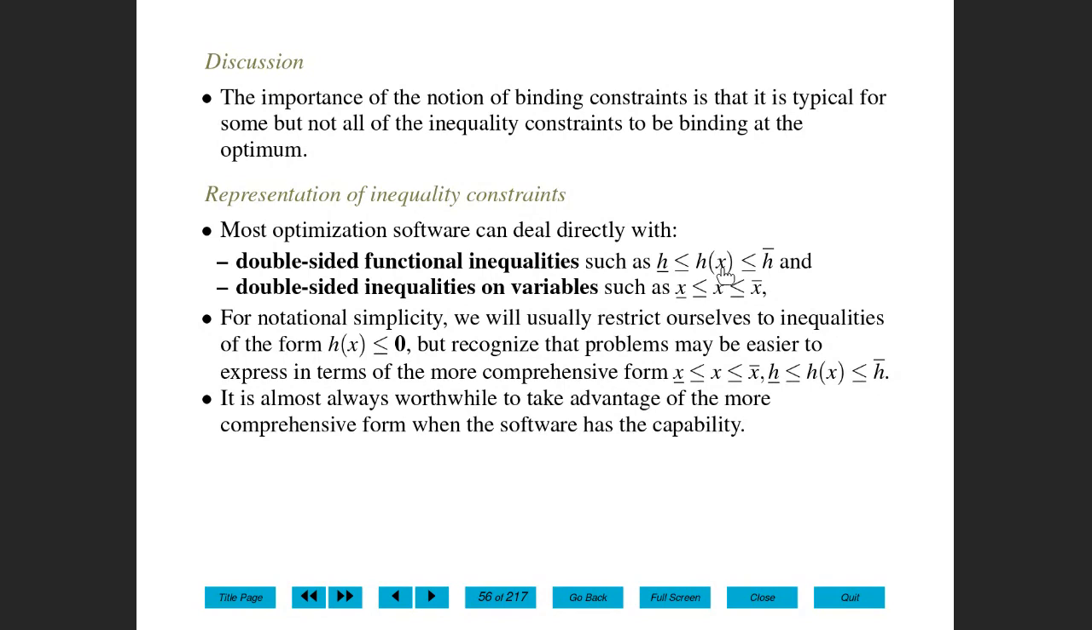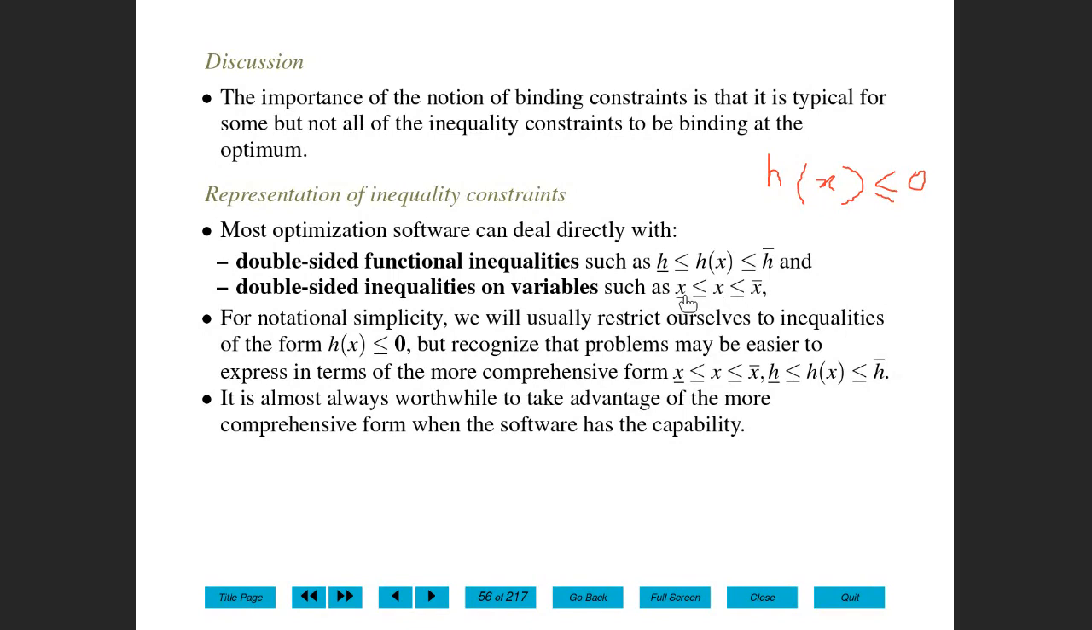Double-sided functional inequality means that for h of x, we are not only giving the lower limit, but also the upper limit. So we are not writing it in the form, for example, h of x is less than or equal to 0. We are not just saying h of x is less than 0, but rather, in reality, we can give the lower limit and the upper limit. And similarly for the variables, the upper limit and the lower limit.